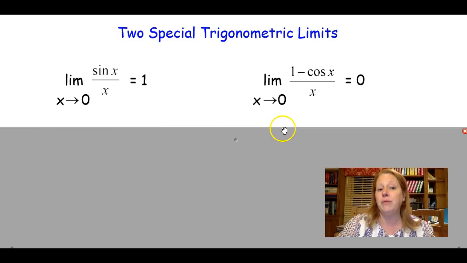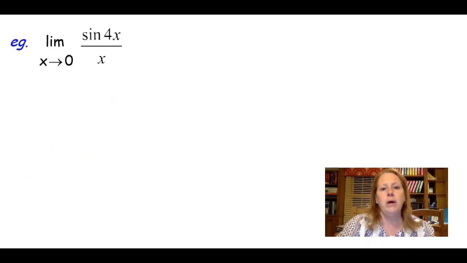I do want to point out that both of these approach 0. If x is approaching anything other than 0, these two special trig limits don't hold true. So let me show you what I mean. Let's say we want to evaluate the limit as x approaches 0 of sine of 4x over x. Now if I try to plug in 0, 4 times 0 is 0, sine of 0 is 0 over 0. So I get an indeterminate form.